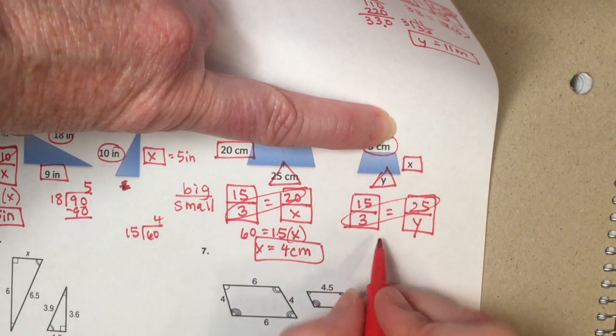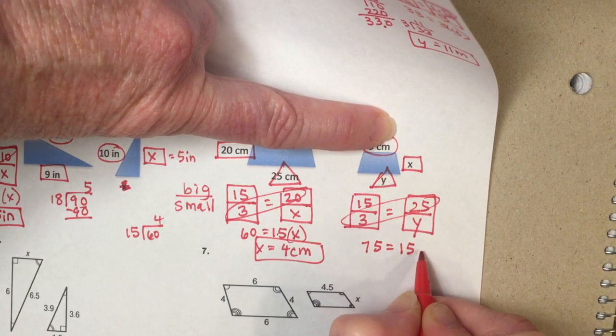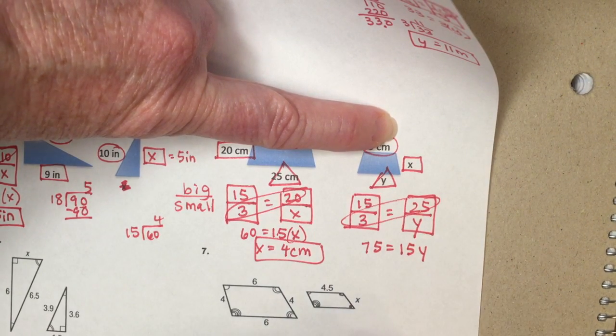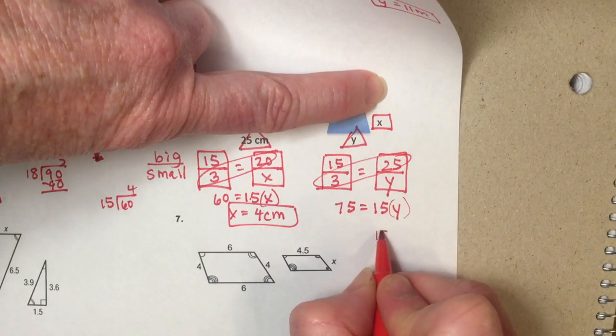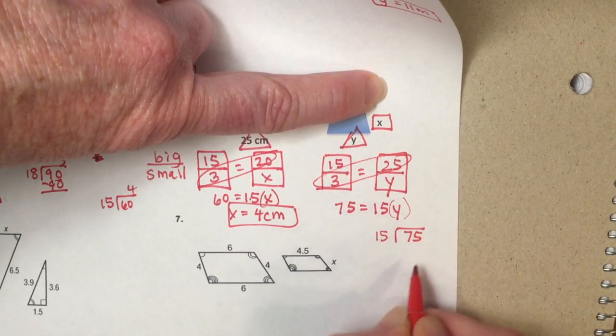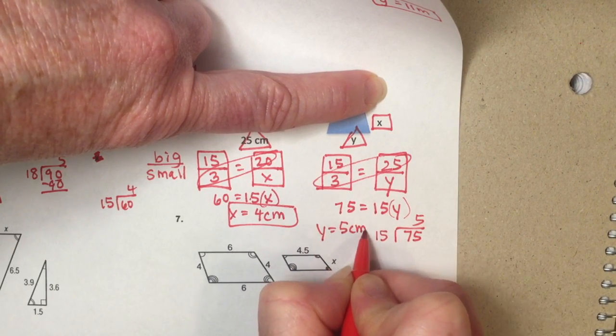Then to solve it, 3 times 25, I know that that is 75. 15 times y. Again, I can just write it like that, 15y. Or I can put it in parentheses. And to solve it, I divide 15 into 75, and it will go 5 times. So y is equal to 5 centimeters.